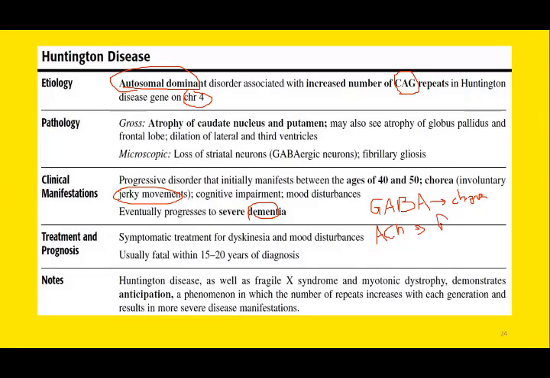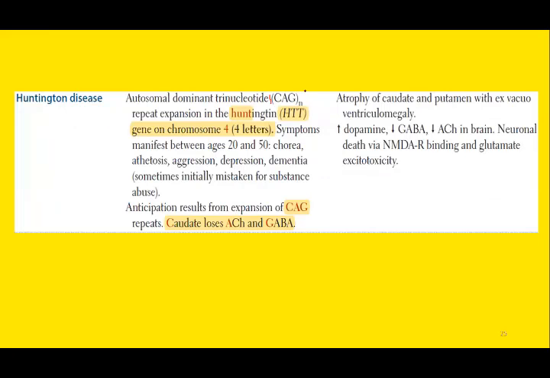If both signs are present in a single patient, you will have to put Huntington's disease in your provisional diagnosis. Again, chromosome 4, CAG gene is involved, autosomal dominant disorder. So the mnemonic is: the caudate loses acetylcholine and GABA. So CAG gene, caudate loses acetylcholine and GABA. Loss of GABA will cause involuntary jerky movements, and loss of acetylcholine will impair cognition, will impair thinking, hence we observe dementia.